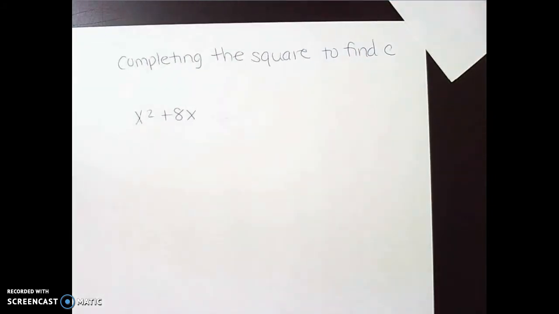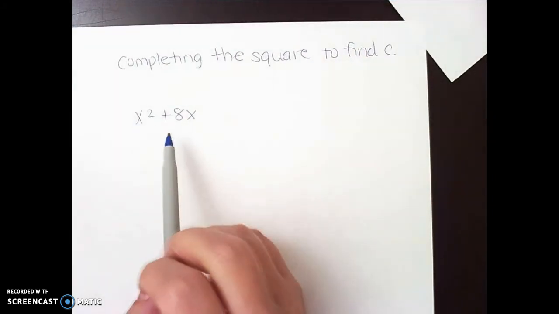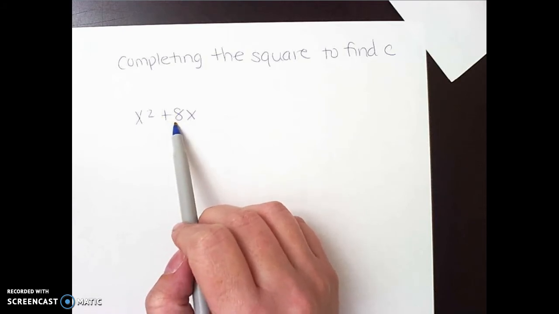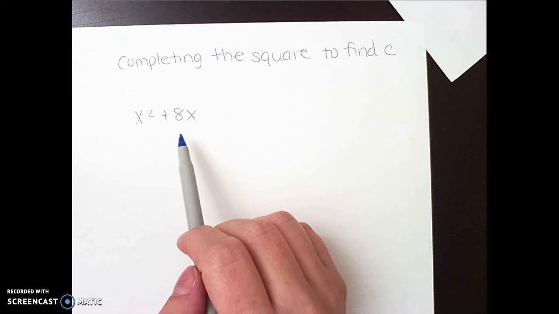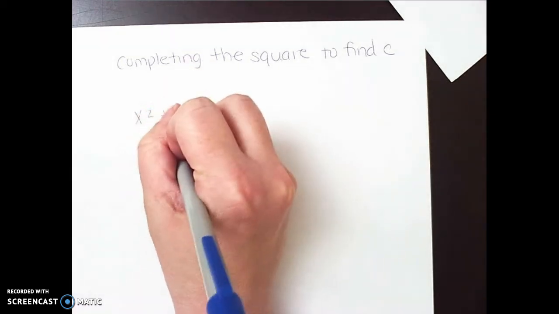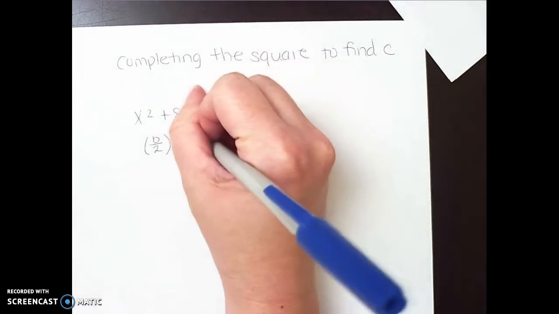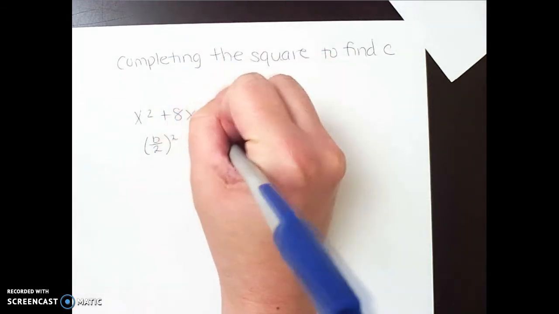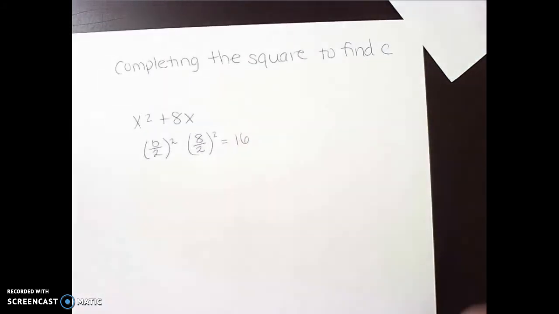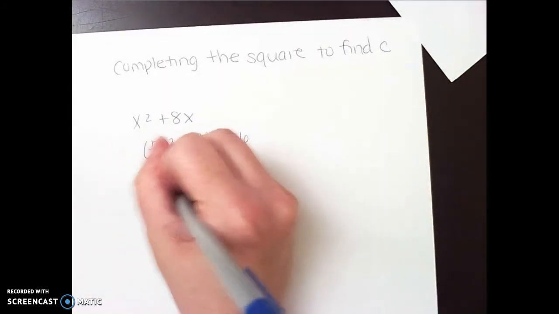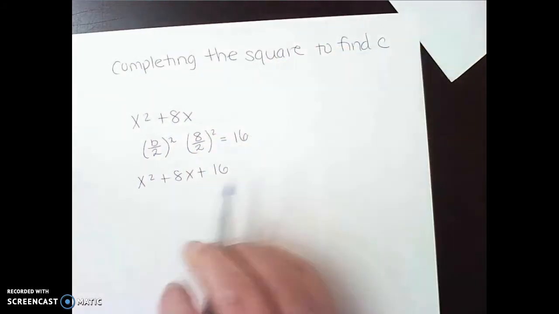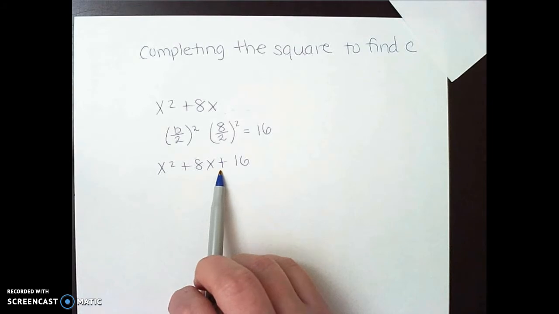So here's what we need to do. We have x squared plus 8x. Now this positive 8 is my b term. So in order to complete the square, I need to take my b term, divide by 2, and square it. In this case, my b is a positive 8, divided by 2, squared, is equal to 8 divided by 2 is 4, 4 squared is 16. And so I'm going to have x squared plus 8x plus 16. So 16 is my c term. And now I have that perfect square trinomial that I can factor.